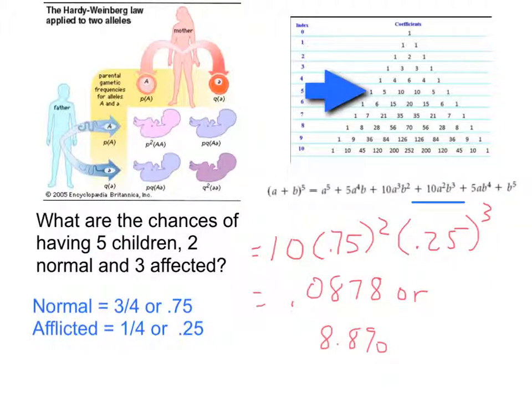So we have 5 children, 2 are normal, 3 are afflicted. We will let a be normal. So we will use this area right here because we have 2 that are normal, 3 that are afflicted. So we have our 10 times our normal, which is 0.75 squared, times our afflicted, which is 0.25 cubed. We got that from here. We have an answer of 0.0878, or about 8.8% chance of having 5 children with 2 normal, 3 afflicted.